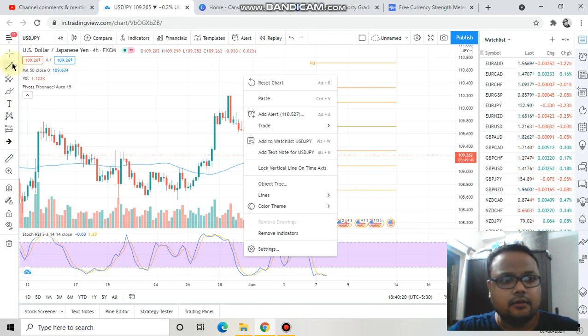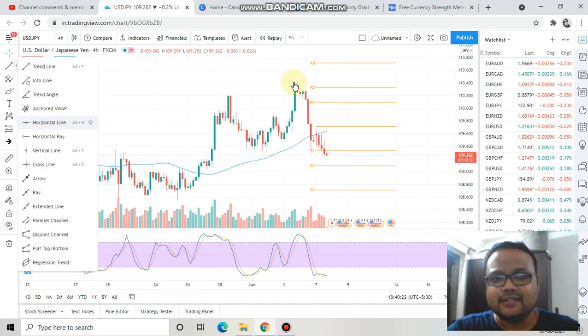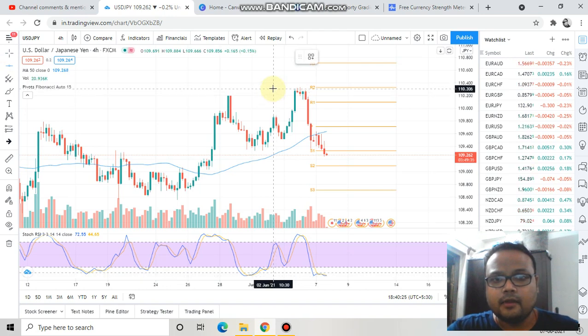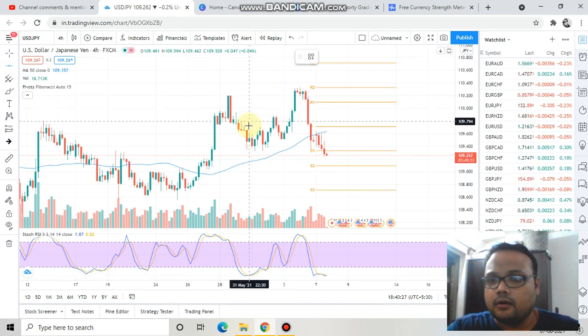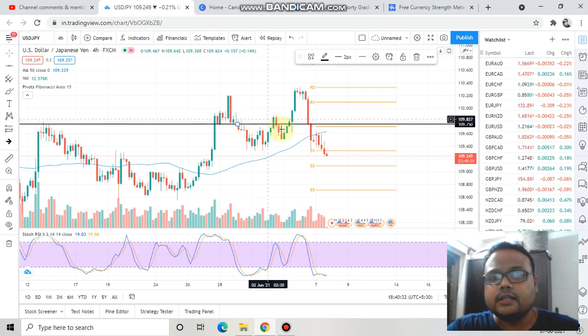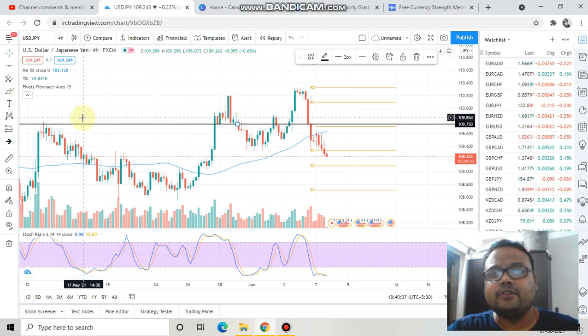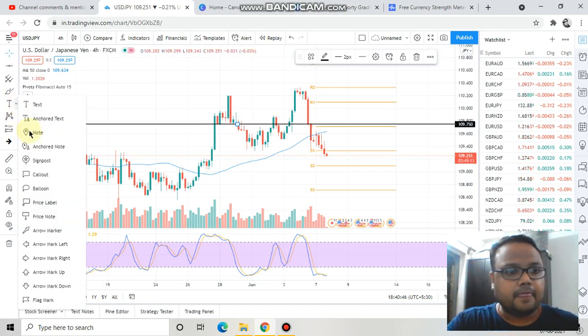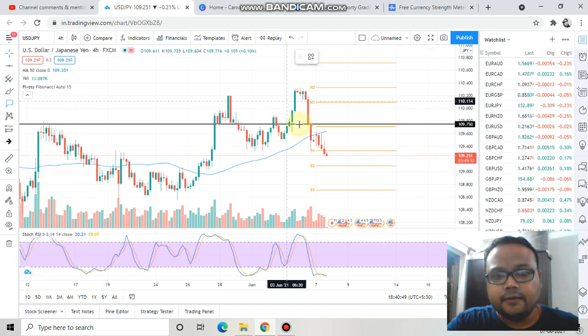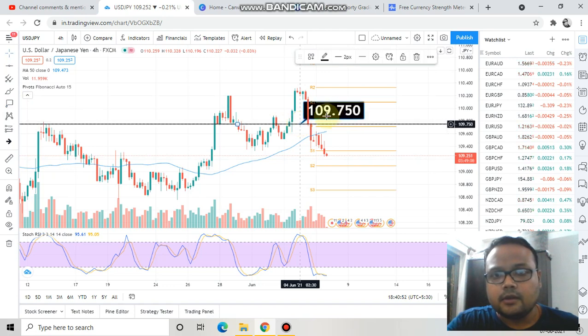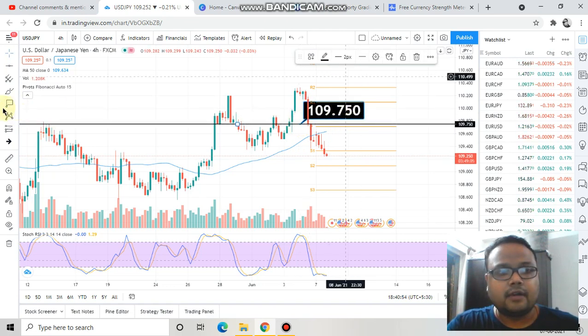Okay, my drawings are gone. I'll have to draw again. Anyways, where is the 109.75? Yeah, this is the level. This was the most important level. This is the level on the weekly chart, and this level is extremely important because this is the resistance from the weekly chart that the market is trying to cross for the past 8 weeks. So let me do a price level here. This is the most important level for us right now.